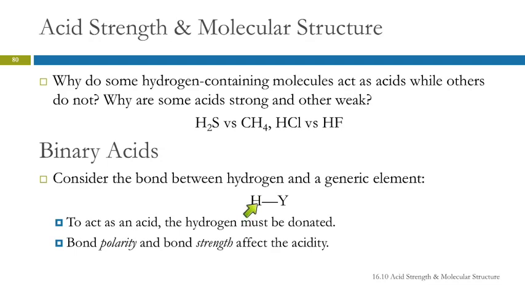So here if we have hydrogen and some generic element Y, in order for this molecule to act as an acid, it must be able to donate this hydrogen as a hydrogen ion, right? And what affects its ability to do that is the polarity of this bond and the strength of the bond.